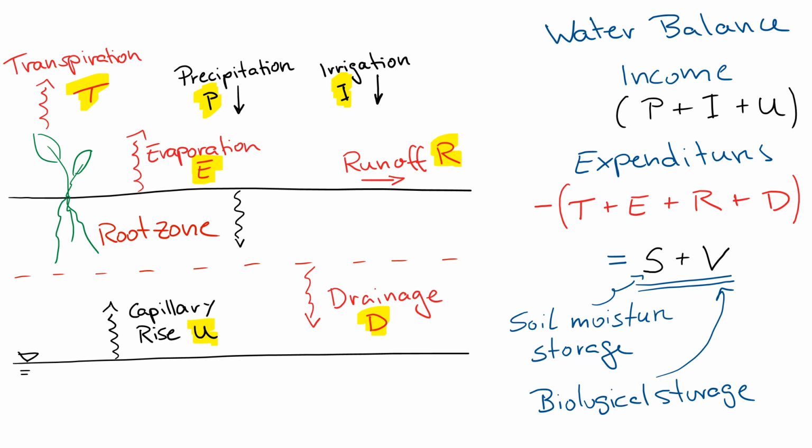And here we can look at just a simple example to say that, well, even if the income is zero, so for example on the Palouse in August when it's not been raining for a while and there's no irrigation, we can still have expenditures in terms of transpiration from plants if we deplete the soil moisture storage.